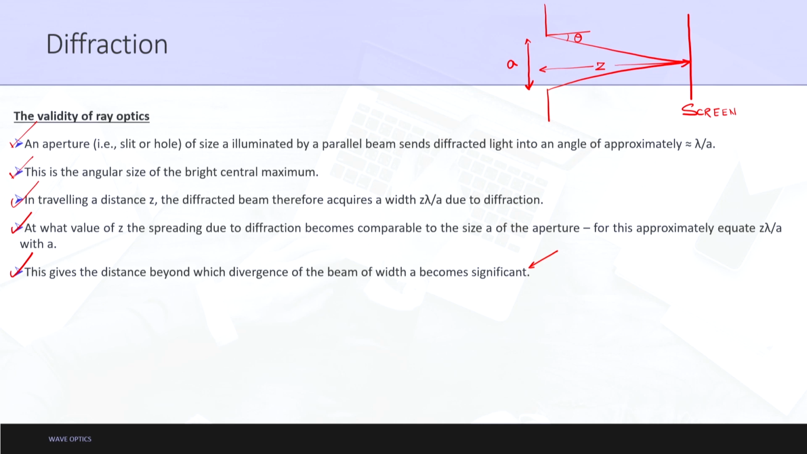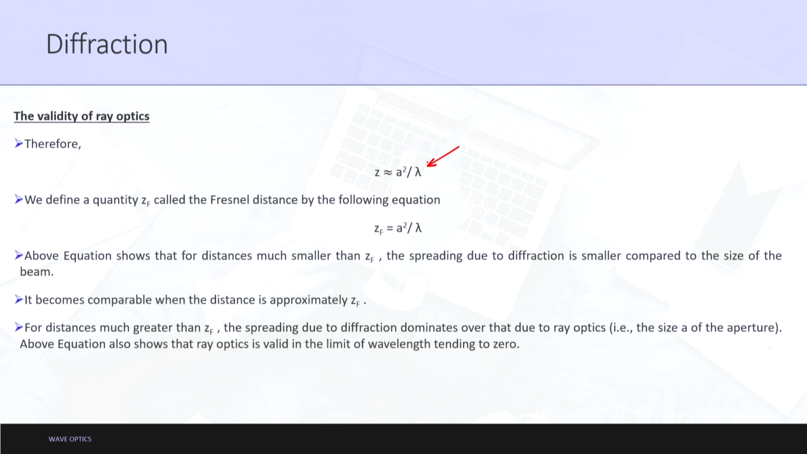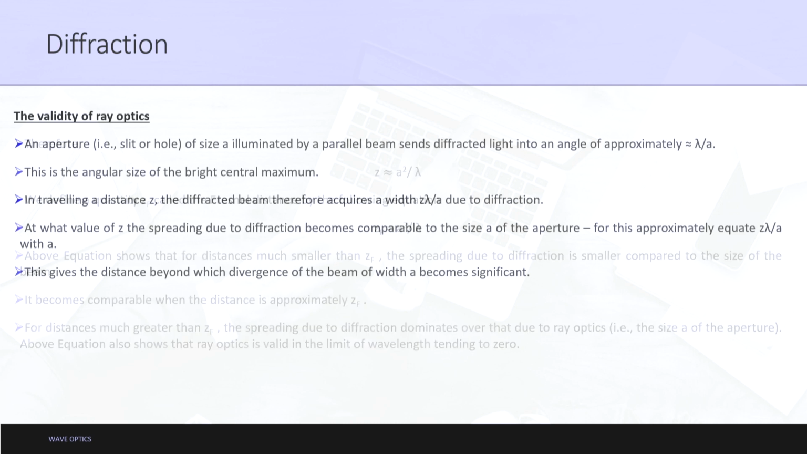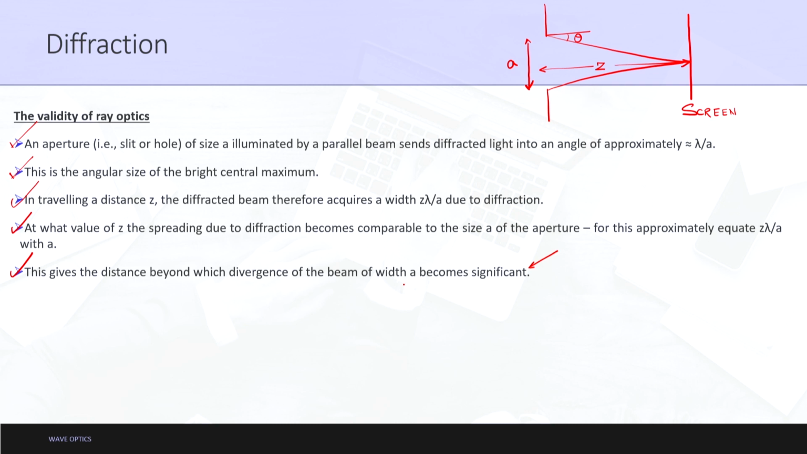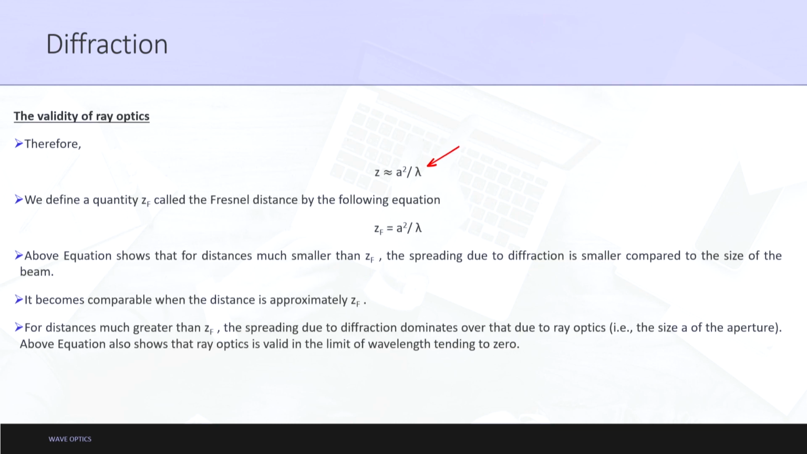So what is the distance? Because it happens over very minute distances, it is not even visible to the naked eye, but it will be visible to us when the distance z is at least approximately A square by lambda. So when z is approximately A square by lambda, we will see the diffraction pattern, that is, the divergence of the beam of width A will become significant. Just remember this quantity is called the Fresnel distance, denoted by ZF equal to A square by lambda. For the exam you just need to remember that ZF is approximately equal to A square by lambda.